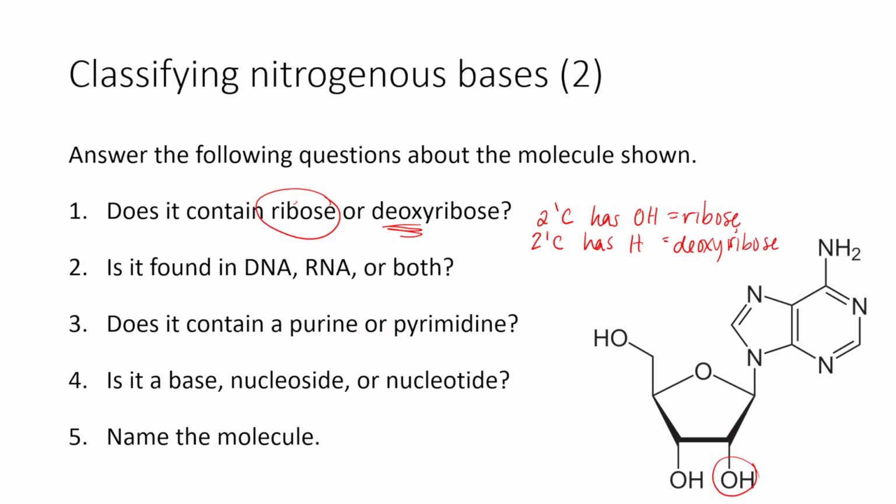So is ribose found in DNA, RNA, or both? Yes, it's only in RNA. And how do you know that? Ribose nucleic acid? Yeah, exactly right. It's in the name. So DNA is deoxyribonucleic acid. It comes from deoxyribose. RNA is ribonucleic acid. It's got ribose.